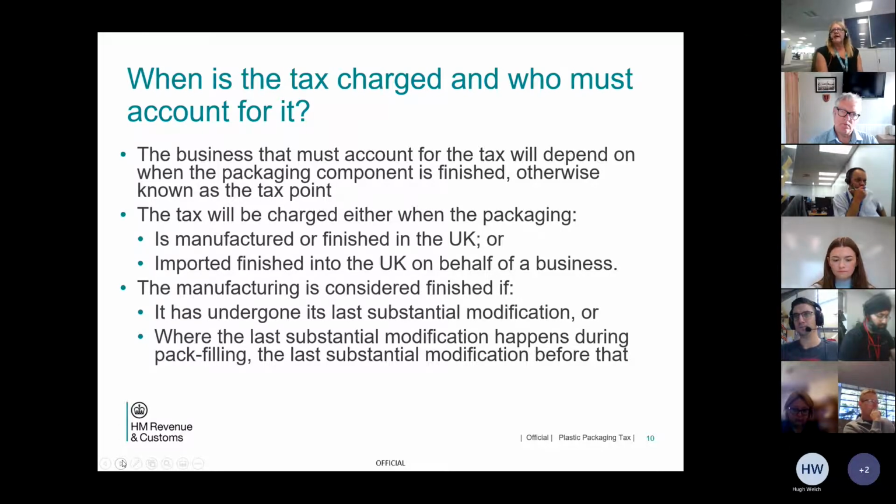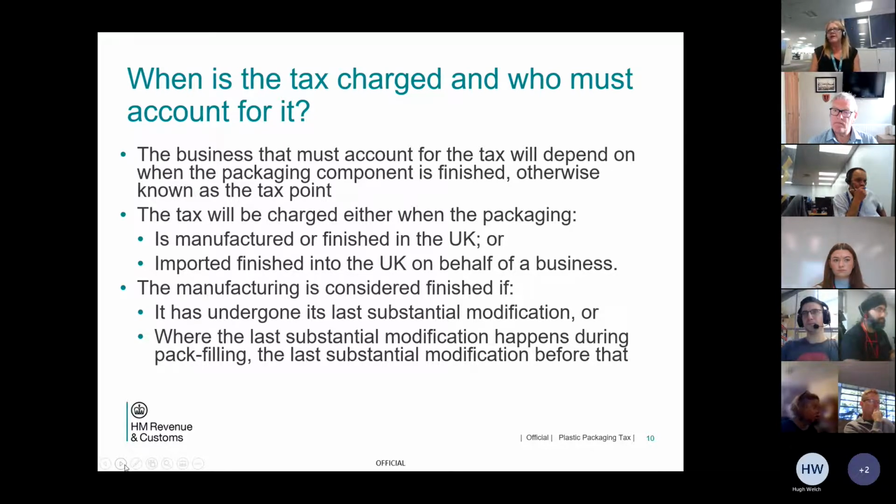Where the last substantial modification happens during pack filling, we treat the last substantial modification as the final process before that. So an example of that is, we don't capture pack fillers of, say, salad and stuff like that. So if they're forming bags and filling them at the same time, we didn't really want the tax to be so far down the supply chain because there's less knowledge about the recycled content of the packaging and all that sort of stuff. So we would try to make the point that the tax point is as high up the chain, if you like, as possible. But we'll show you some examples of that.